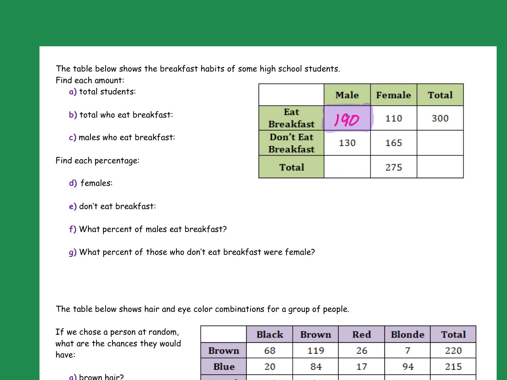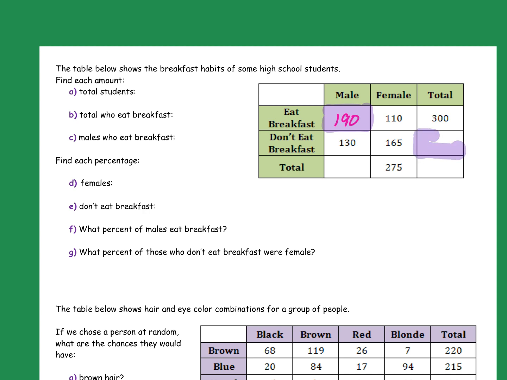So I needed a total of 300 in this row, the ones that eat breakfast. The table shows the breakfast habits of some high school students. So a total of 300 eat breakfast. We knew that 110 females did, so we need to find out how many males did. So we subtracted 110 from 300. Okay?